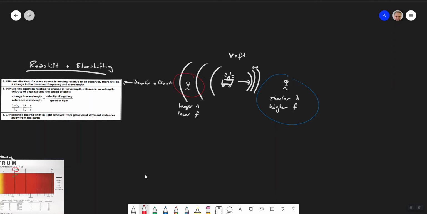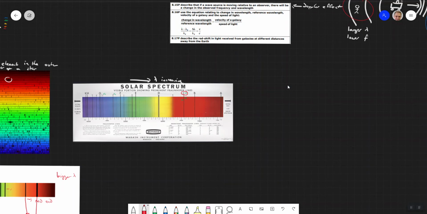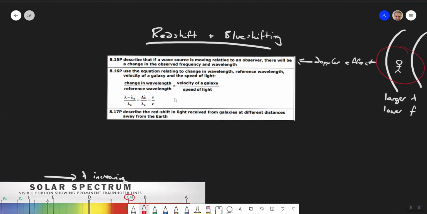So we can look with incredible accuracy at these things, and we can measure them to fractions of a nanometer, and find out whether they have increased or decreased. What this allows us to do is to work out which way things are going. If the wavelength has become bigger, we know it's going away from us. If the wavelength has become smaller, we know it's coming towards us. But it also allows us to calculate how fast it's going.